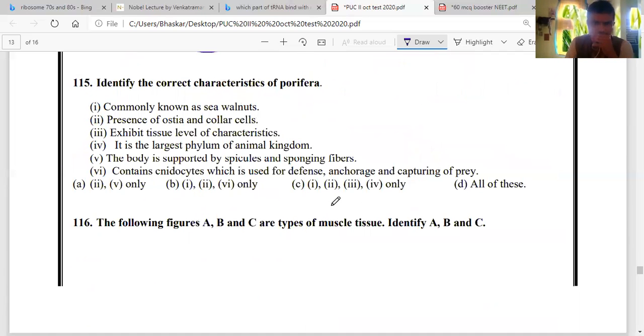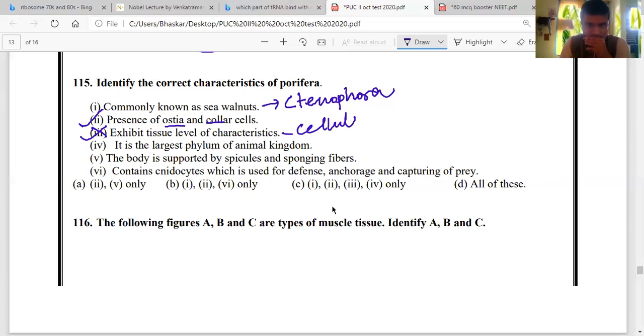Identify the correct characteristics of Porifera. Okay. So commonly known as sea walnuts. No, this is the other name of ctenophorans. Definitely presence of ostia and collar cells. True. Exhibit tissue level of organization. No, they have a cellular level. Next, it is the largest phylum. No, arthropods and insects are the largest. So false. So 3, 4 will be false.